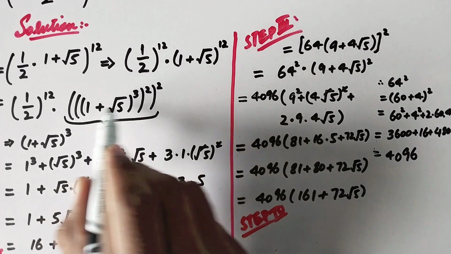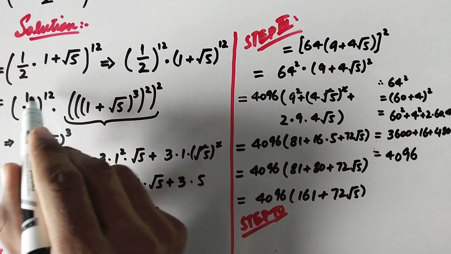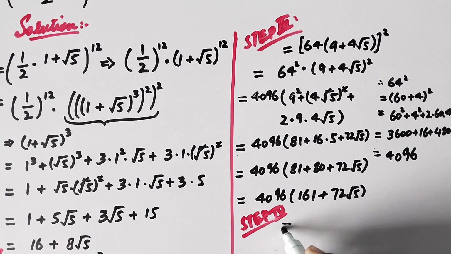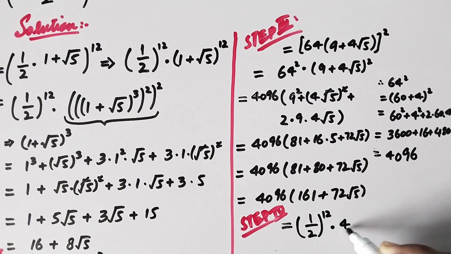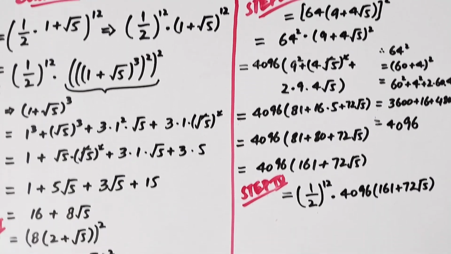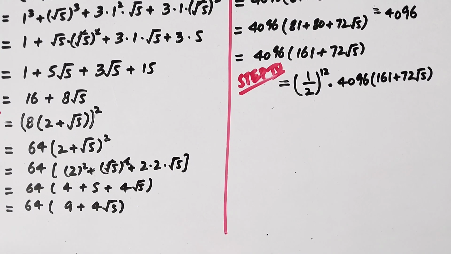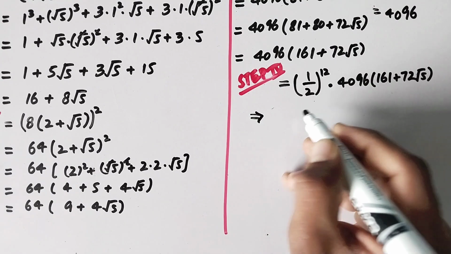So this term is solved in this way, and now we will multiply this term by this value. So here we will write 1 over 2 to power 12 times 4096 times (161 plus 72 times square root of 5). So here we will solve this value, 2 to power 12.